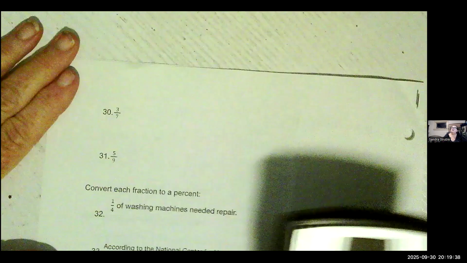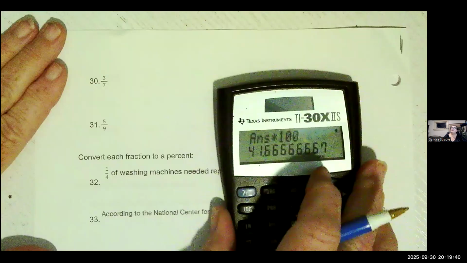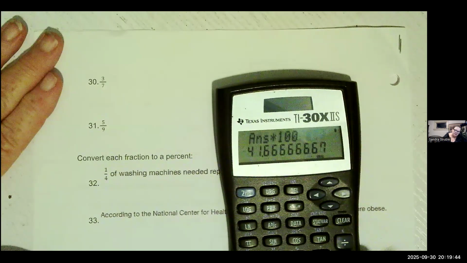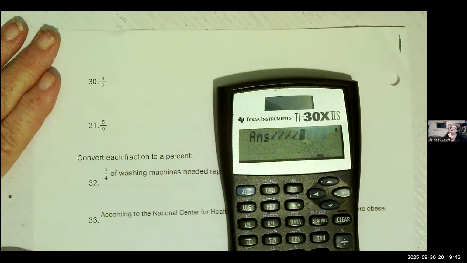Last page. Number 30. We're going to take 3/7 and change it to a percent, and 5/9. Please pause the video, attempt this yourself, and then come back and see me. Make sure if there's rounding involved, you round it to 1 decimal place to the right.